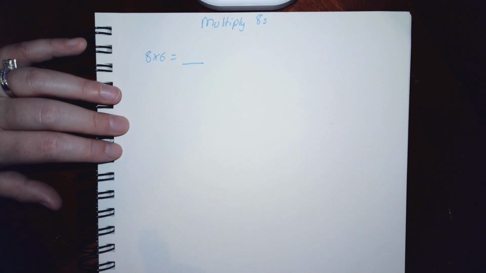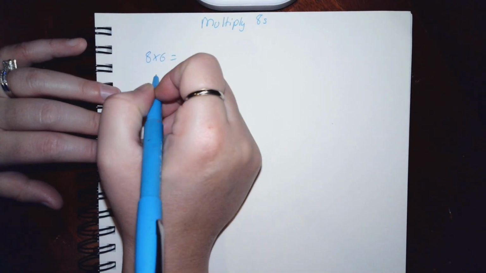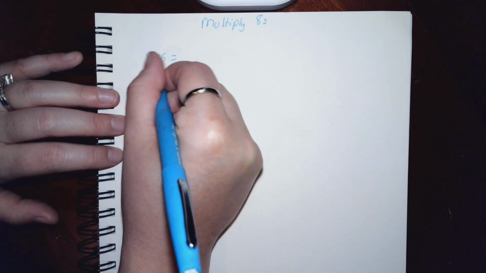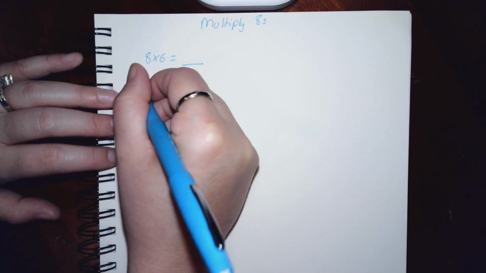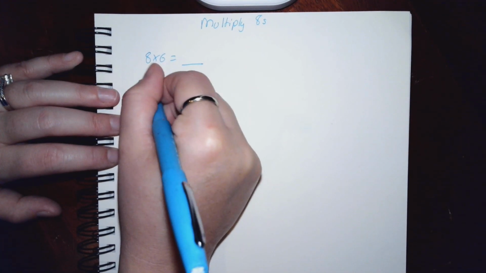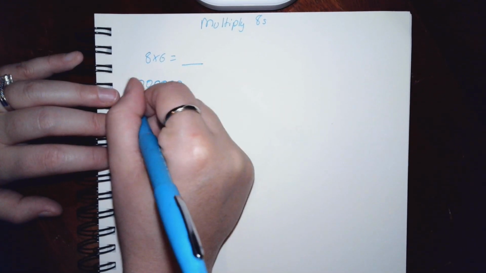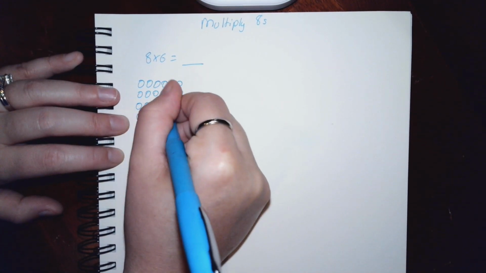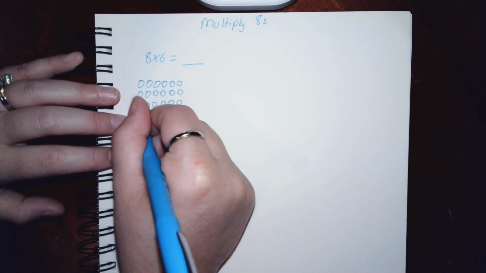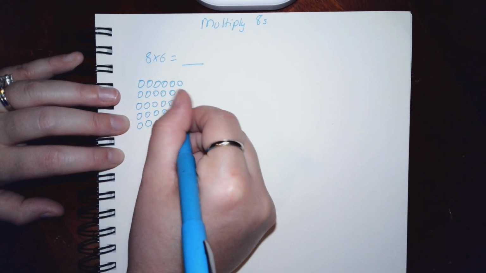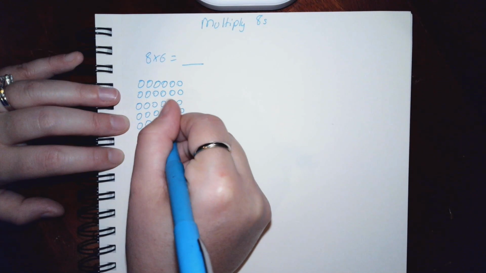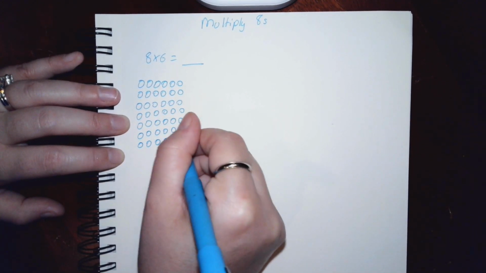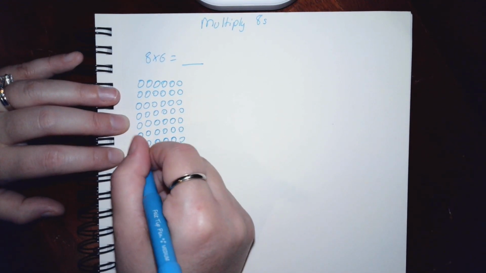So we all know our 2s, so they like when we break it into 2s. So we're going to do 8 rows of 6. So here's 1 row, 2, 3, 4, 5, 6, 7, make sure, and then 8.